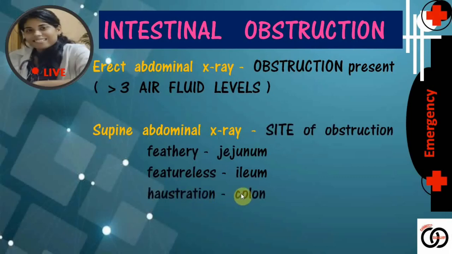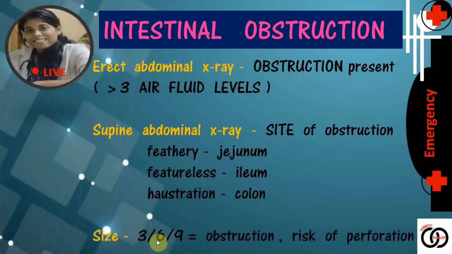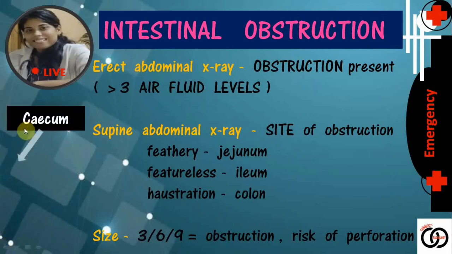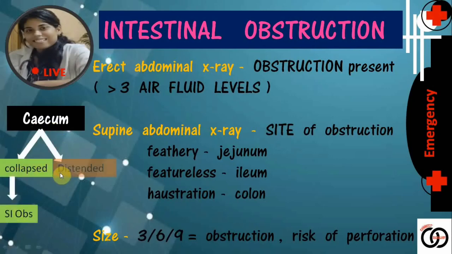With respect to size also, remember 3 is the size of small intestine, 6 for the large intestine, and 9 for the cecum. If these sizes are reached, it means obstruction is present and there is quite a high risk of perforation as well. Also note, if the patient deteriorates on conservative management, surgery is performed, where the first structure we'll look for is cecum. If the cecum is collapsed, means there is small intestinal obstruction. And if the cecum is distended, means there is large intestinal obstruction.